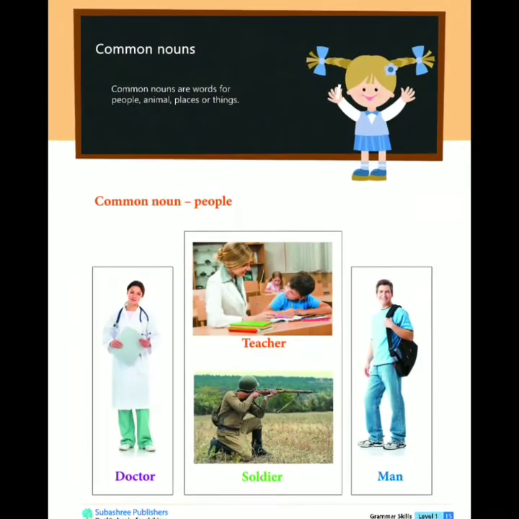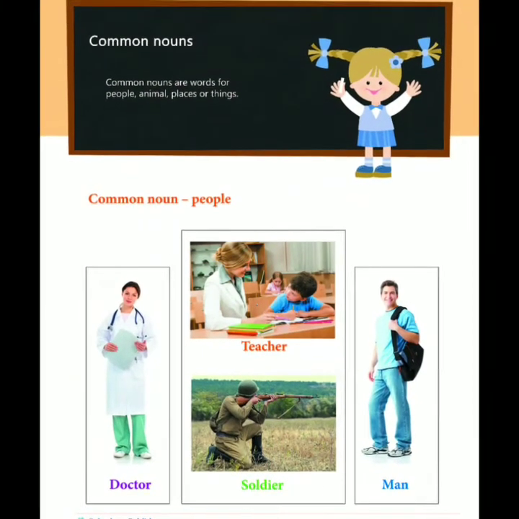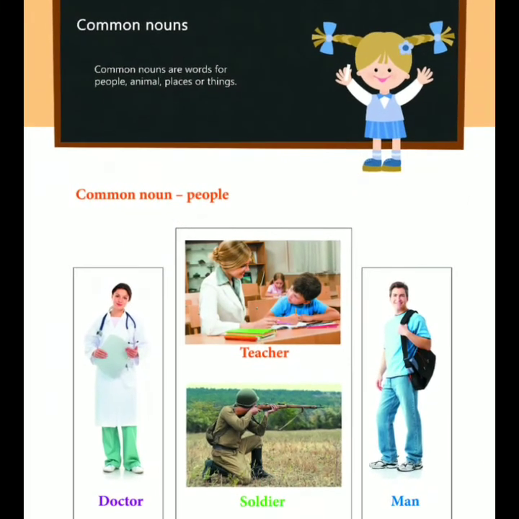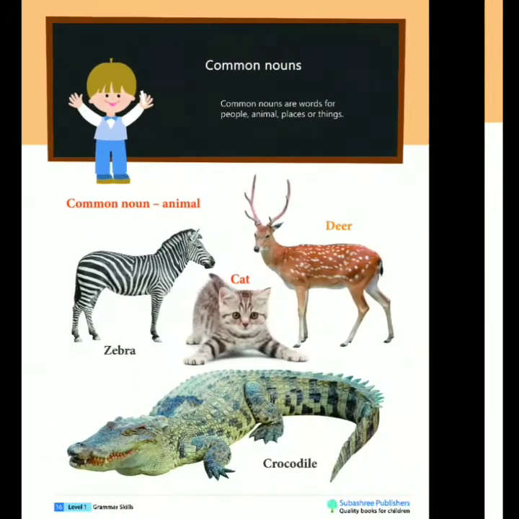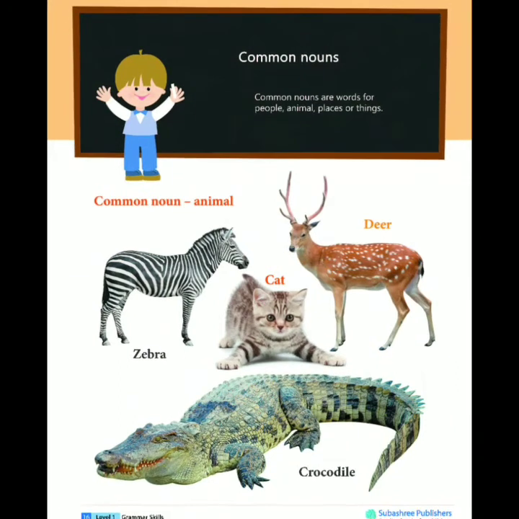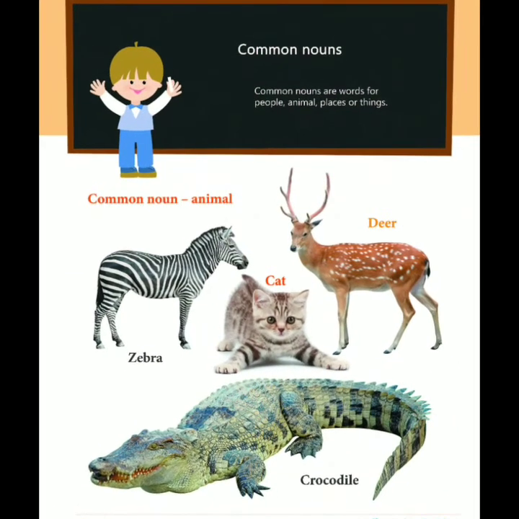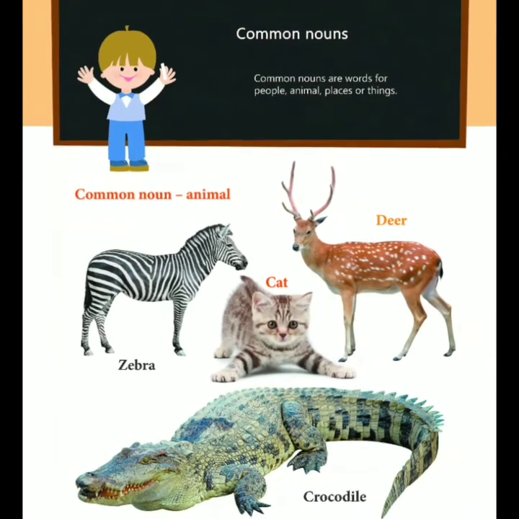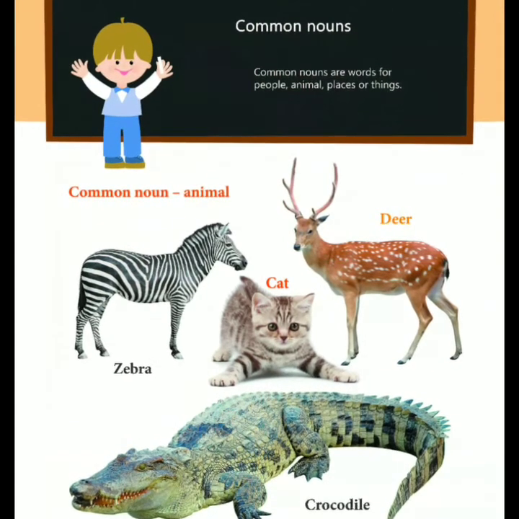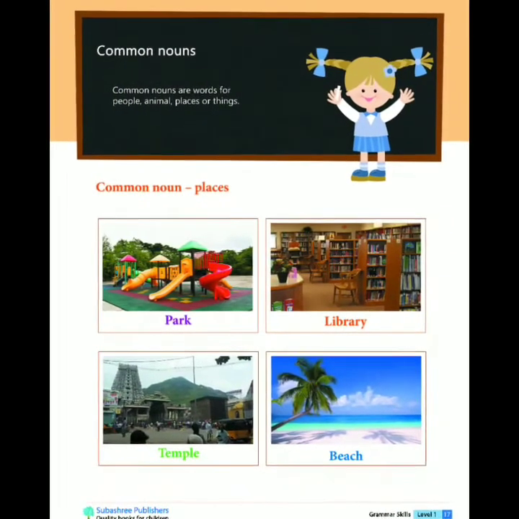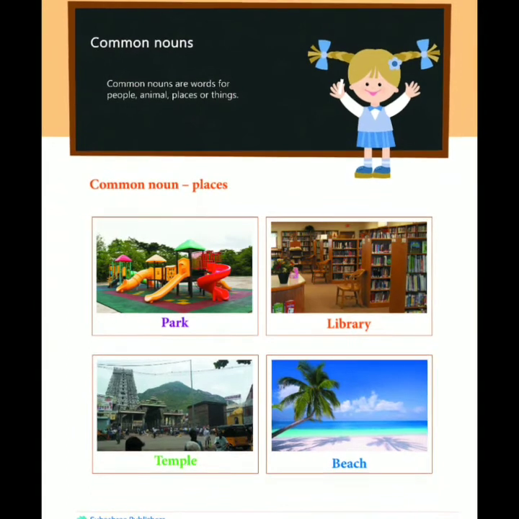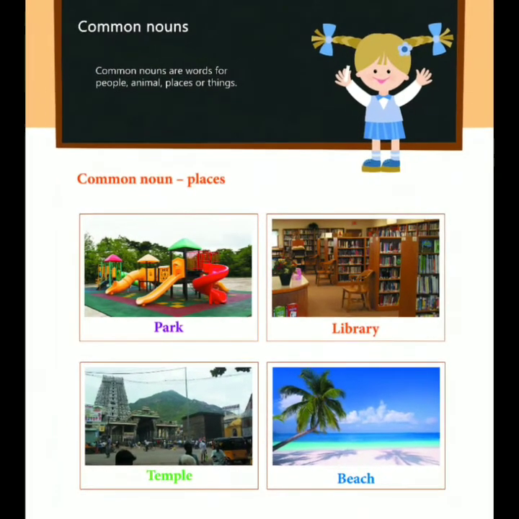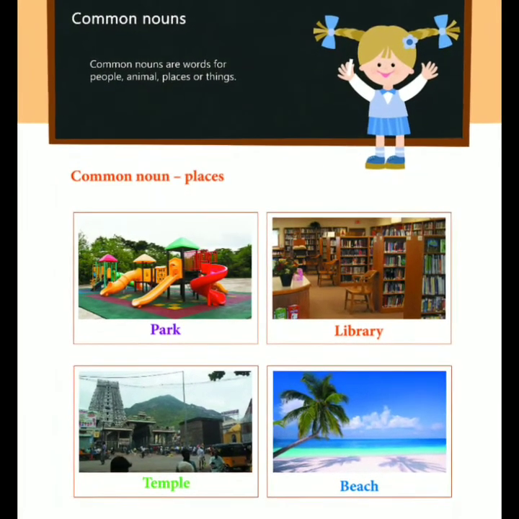Common nouns for people: doctor, soldier, man, teacher. These are some of the examples of the common nouns of people. Common nouns for animals: zebra, deer, cat, crocodile are some of the common nouns for the names of animals. Common nouns of places like park, library, temple, and beach are some of the examples of common nouns for places.